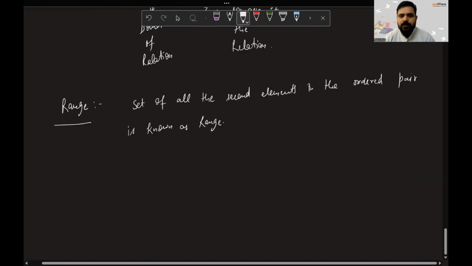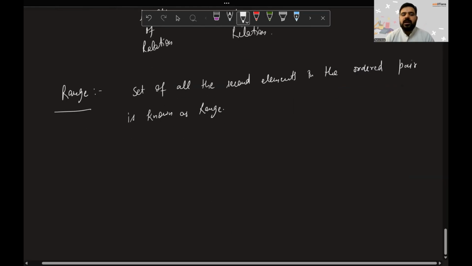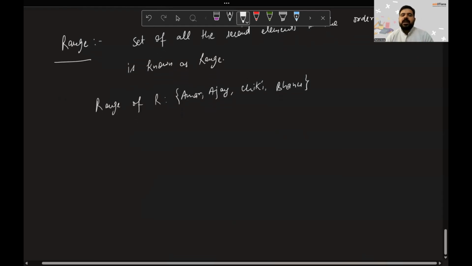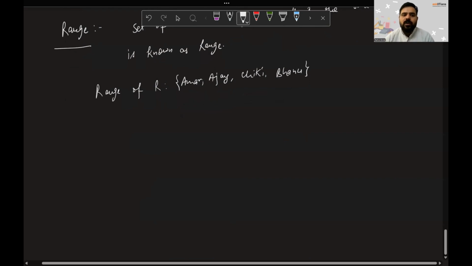So this is what range is. If I talk about the relation R that we have defined, the range of R is going to be Amar, Ajay, Chiki, and Bhanu. You do know the order doesn't matter, that's why I'm writing it in any random order. Yes, Bhanu was before Chiki, but I'm writing it this way. So this is going to be the range of our relation. So domain is clear.